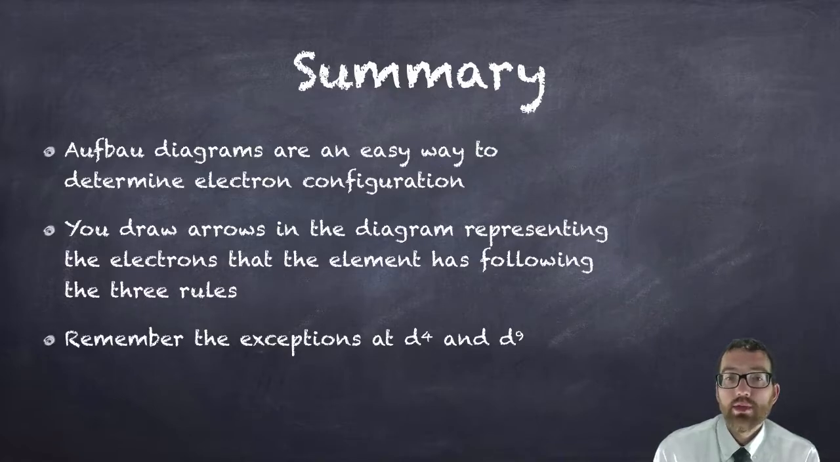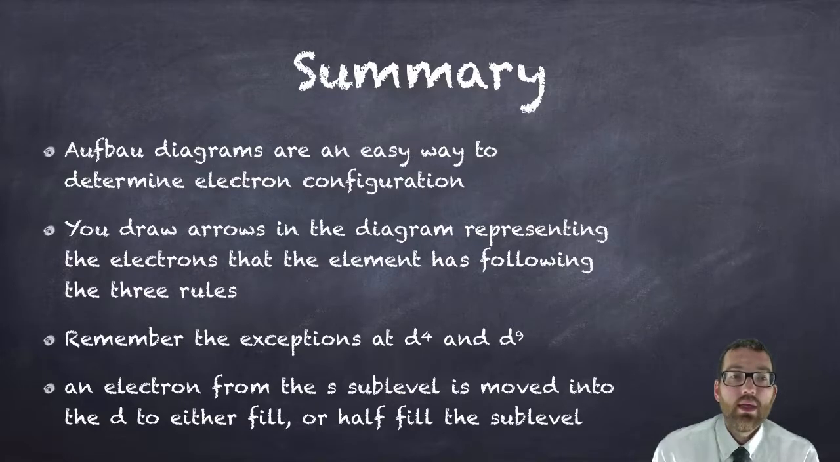Always be on the lookout for these. They will pop up on quizzes and tests to make sure you are really paying attention to these configurations and understand the rules. And an electron from an s sublevel in these situations is always moved into the d to either fill or half fill the sublevel because it's more stable that way. Like I said, this is pretty complicated. We will practice this more in class, but if you have any questions, please write them down and let me know.